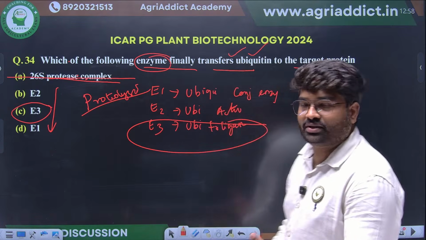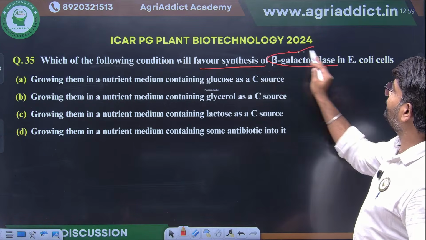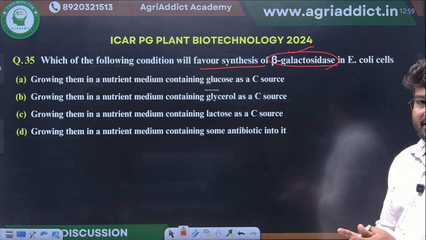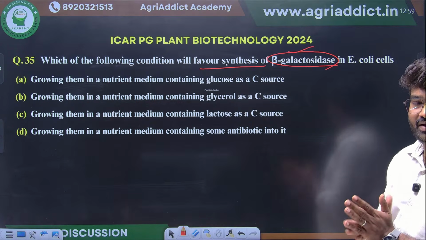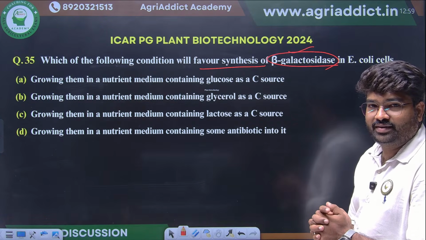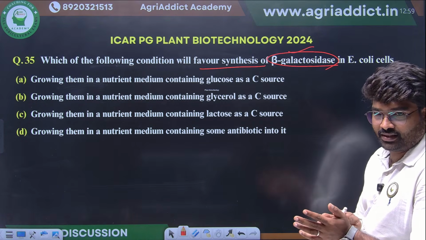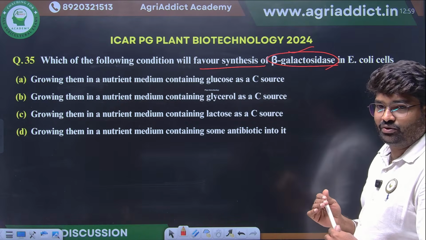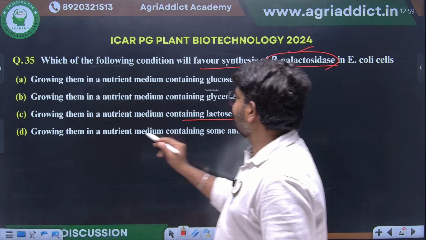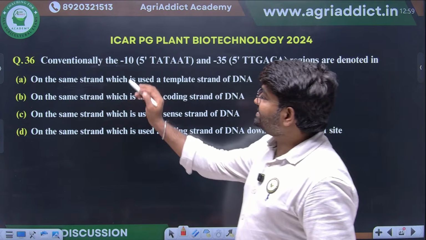Yes, students. Next, which of the following conditions will favor the synthesis of beta galactosidase in E. coli? Simple question. This is simple. You can solve. I know, this we have seen in our class also. Which of the following will favor synthesis of beta galactosidase in E. coli? Under which condition will it happen? Whether there should be excess glucose or excess lactose? Yes, excellent. There should be excess lactose as a carbon source. Yes, very good students.